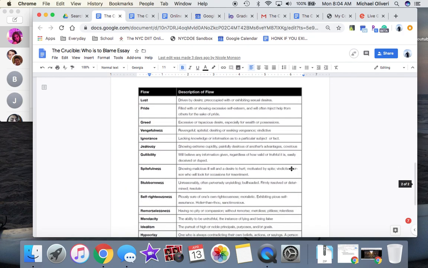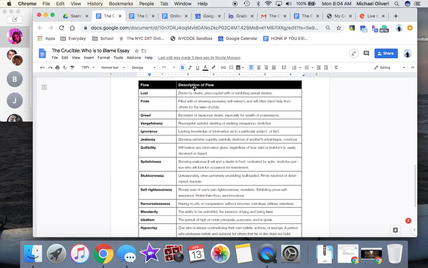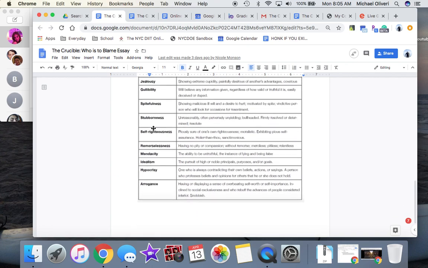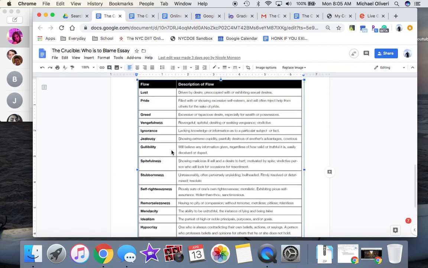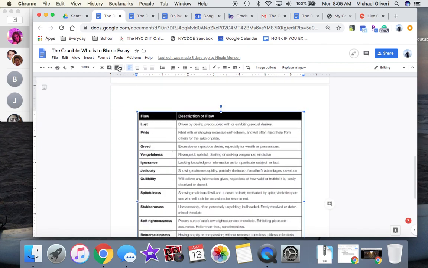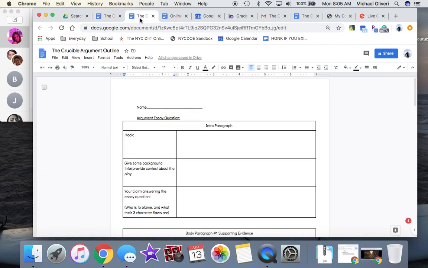Now, below we have a bunch of character flaws. So if you're going to say John Proctor is to blame, obviously you would pick one of his flaws, which would be pride. And then the definition of the flaw is listed here. All right, so take a look at all this. Select who you think, remember, one character that you think is the most to blame and their three character flaws. All right, now, let's check out the outline.